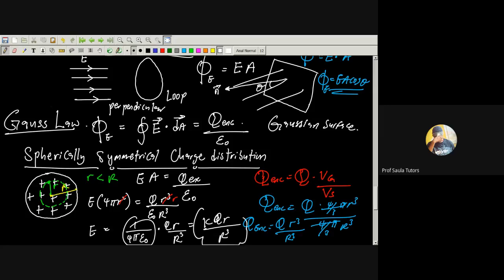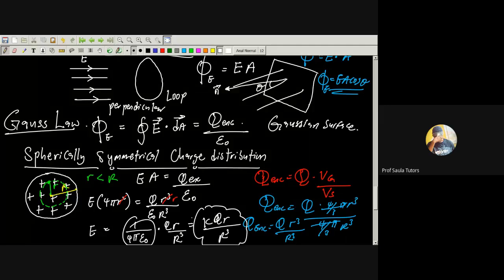Look at this formula. This is the formula to find the electric field in an insulating sphere. If the point where you are finding the electric field is inside this sphere, you are going to use K Q r over R cube. K is 9 times 10 to the power 9. Q is the total charge enclosed. Q is the total charge in this sphere.